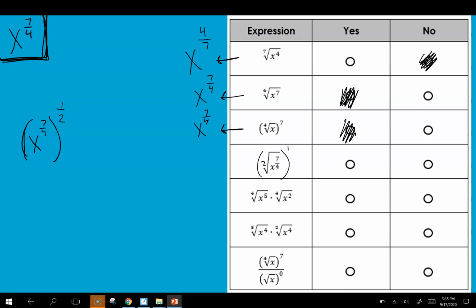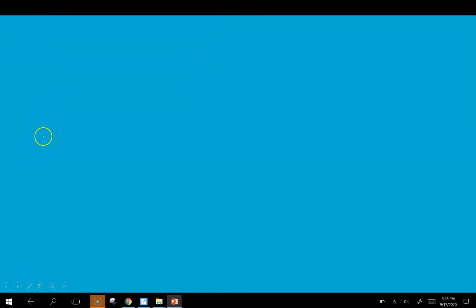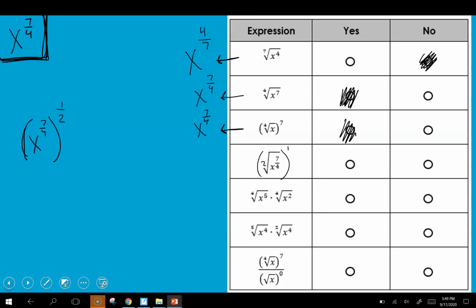Oh man, here comes our property of exponents coming back to us. So I have to remember, power to a power, right? Go back. Power to a power, I get to multiply those together. When we multiply fractions, we can just go straight across the top, straight across the bottom. So this gives me 7 times 1 is 7, 4 times 2 is 8. That is not what I want. That is not equal.